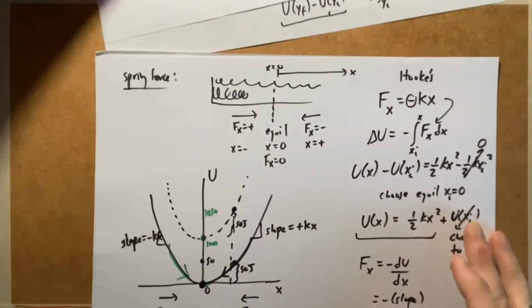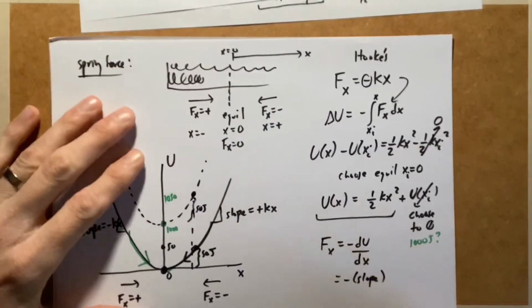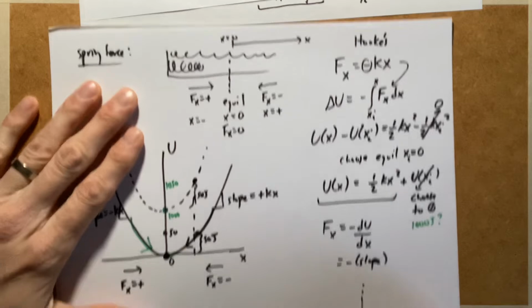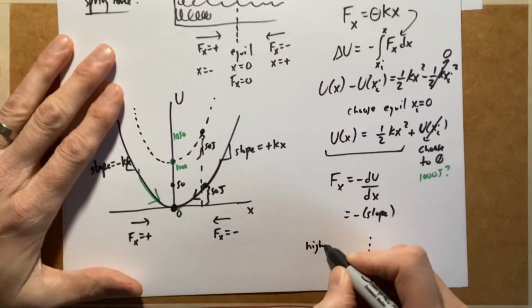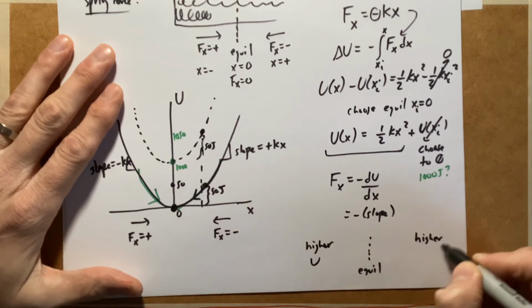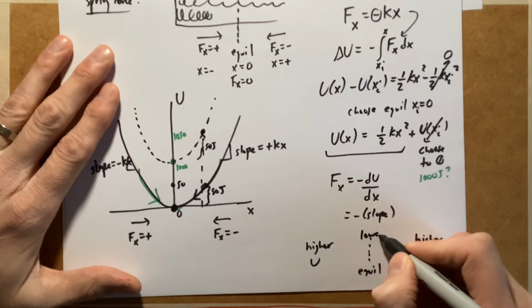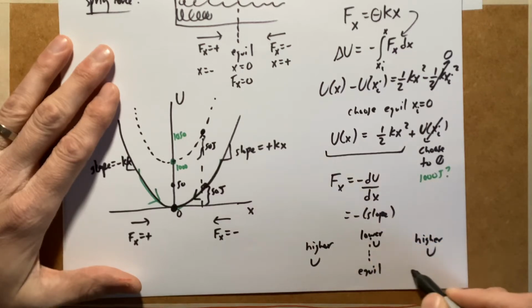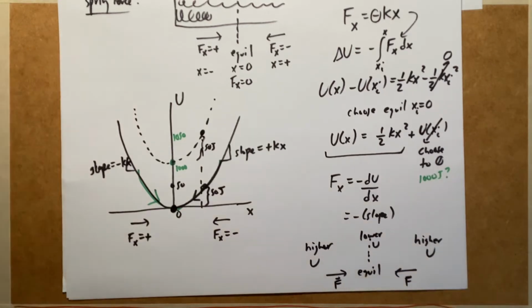Just like over here, where gravity was a little boring, it just went one way. Here, if you have the spring equilibrium, there's higher potential energy to be had over here when you compress the spring, and higher potential energy over here when you stretch it. But the lowest potential energy is here, so that's why the force points that way. Force always points towards lower potential energy.